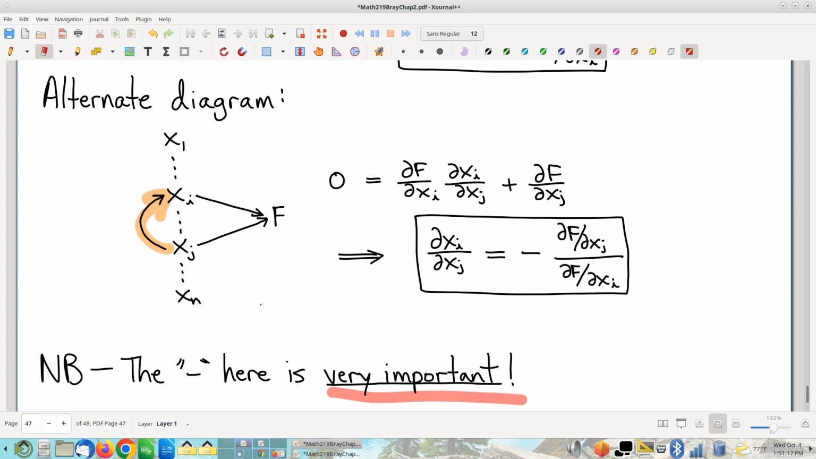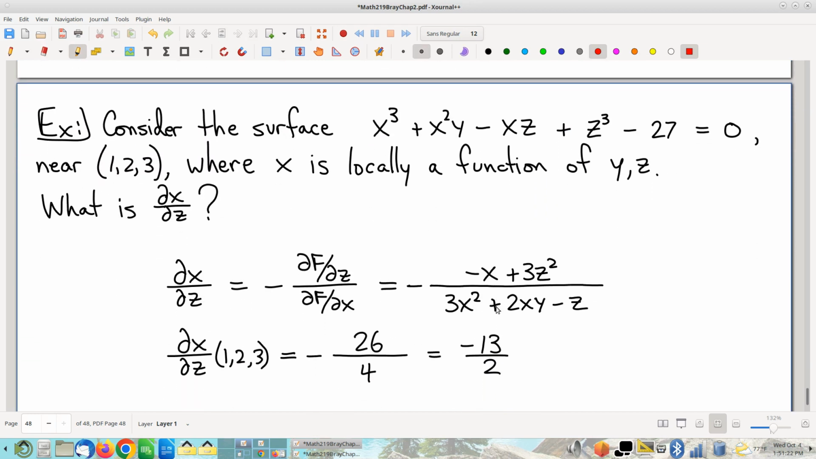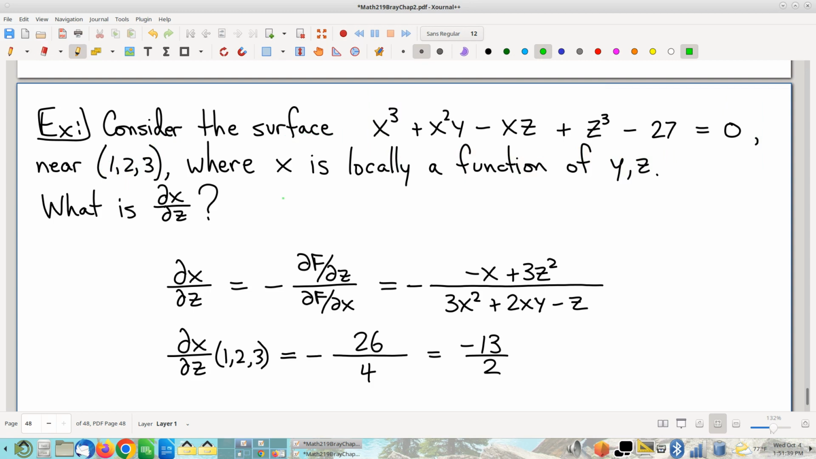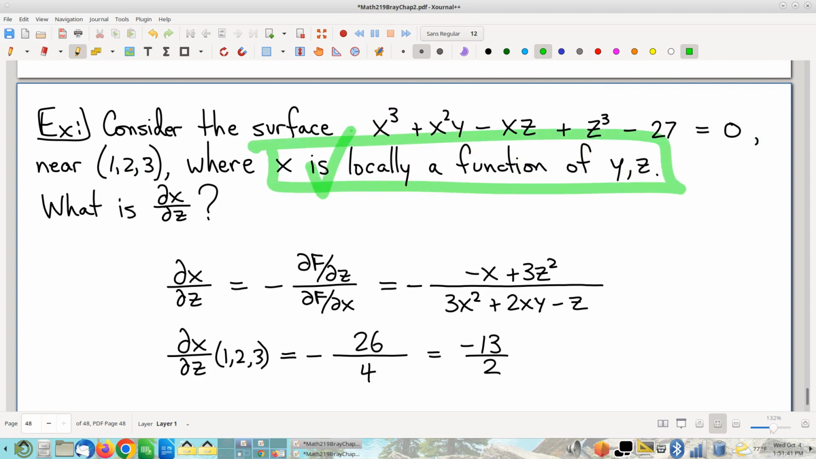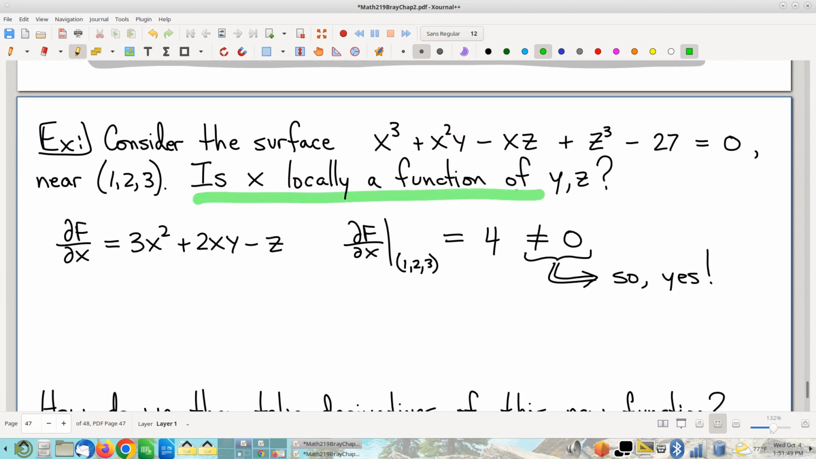Okay, let me show you an example. This is going to be a familiar looking example. You'll recognize this is the exact same equation we saw with the last example we looked at late Monday. Same surface, looking at the same point. And in that example that we looked at last time, we have already established that x is locally a function of y and z. You can find that example, of course, just on the previous page, right? We asked, is it locally a function of y and z? Why, yes, it is.